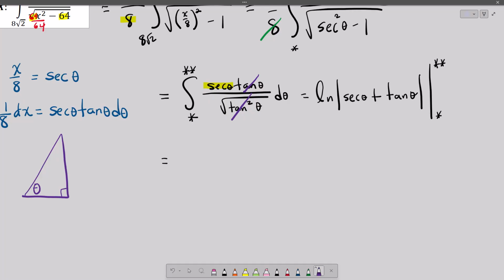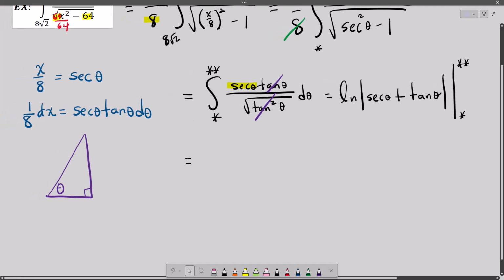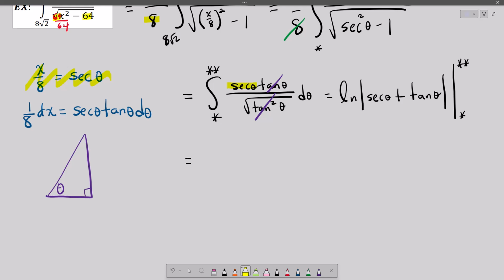Now we go to the triangle that's going to take us back to x's, the way that relates x and theta. So if we look at this, we want that to be true with that triangle, so we create sides to make this true. Secant is hypotenuse over adjacent, the reciprocal of cosine. And this makes the unknown side the square root of the hypotenuse squared minus the other side squared.